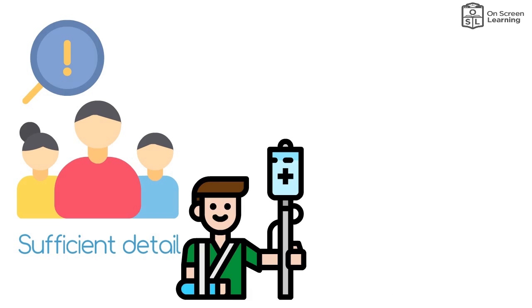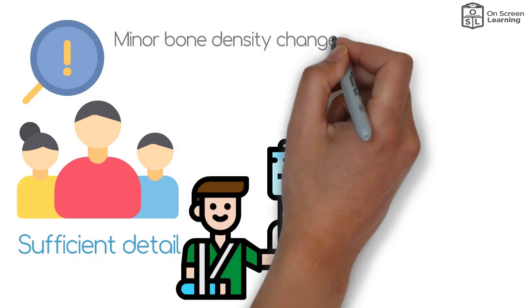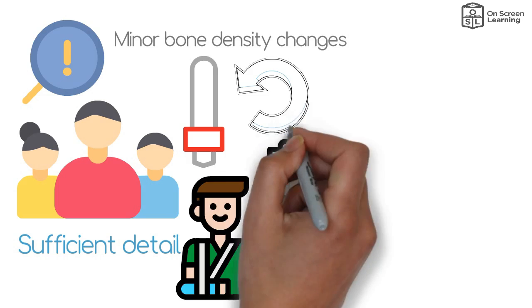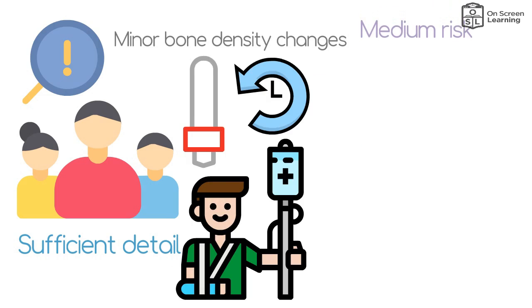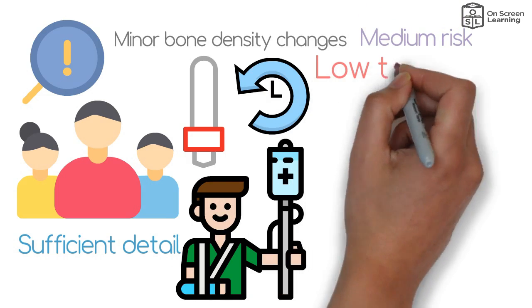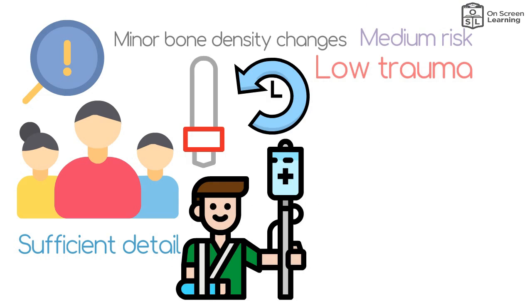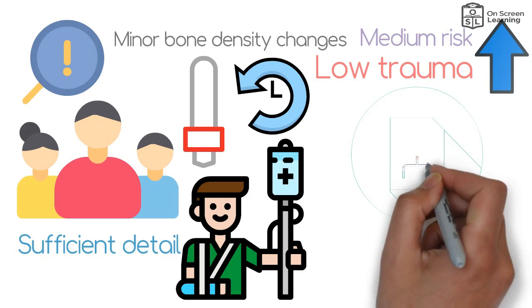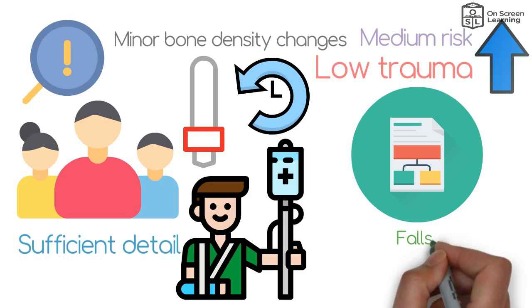For example, minor bone density changes represent low risk, but a diagnosis of osteoporosis with no history of fracture increases the risk to medium. When a history of previous low trauma fracture is factored into the equation, this represents a high risk. Therefore, the patient is not suitable for the scheme, but for specialist referral into the Falls and Injury Prevention Exercise Service.